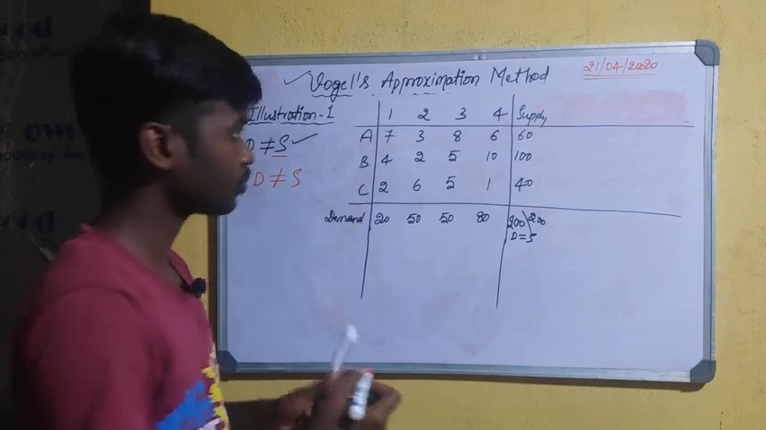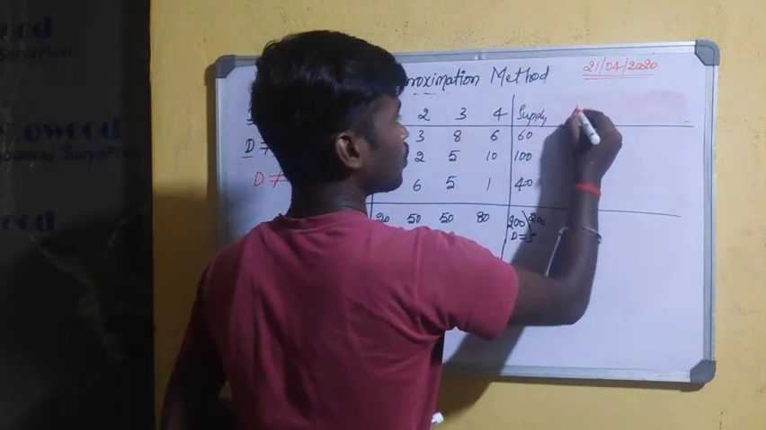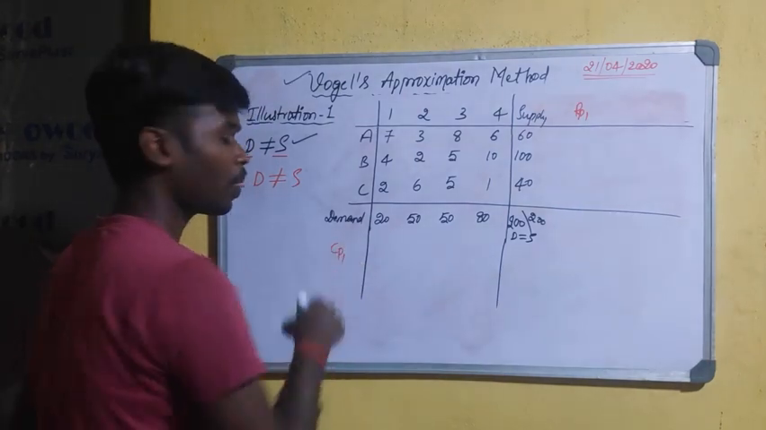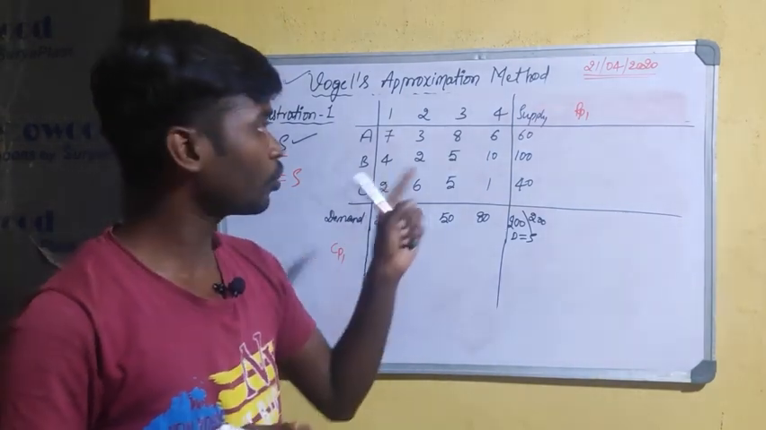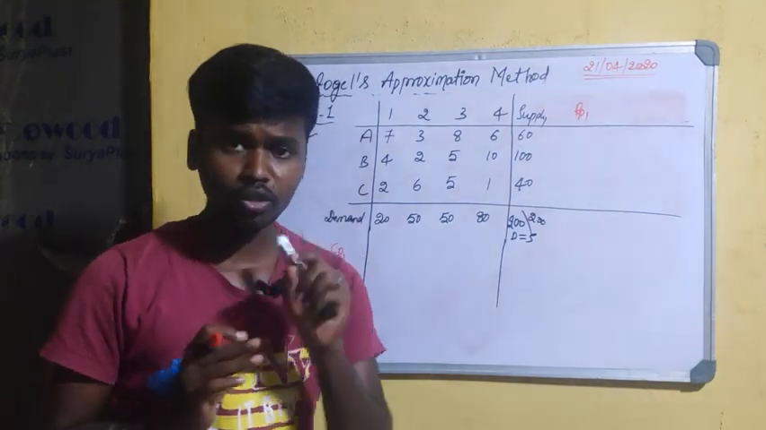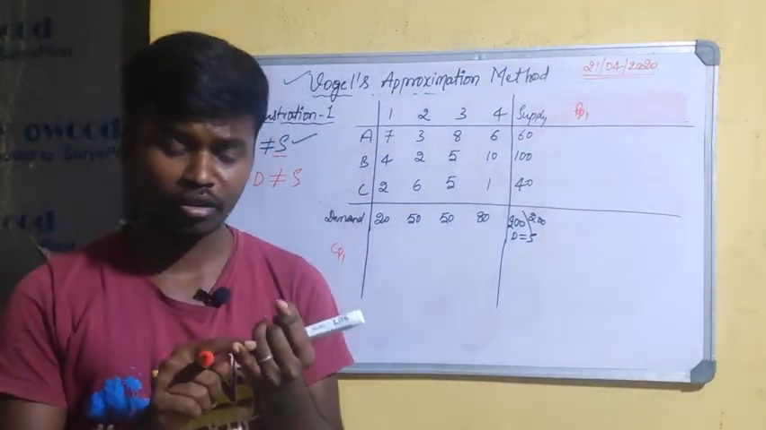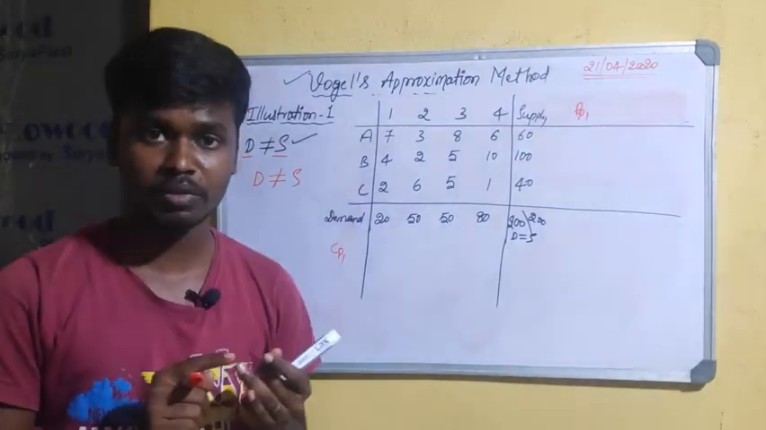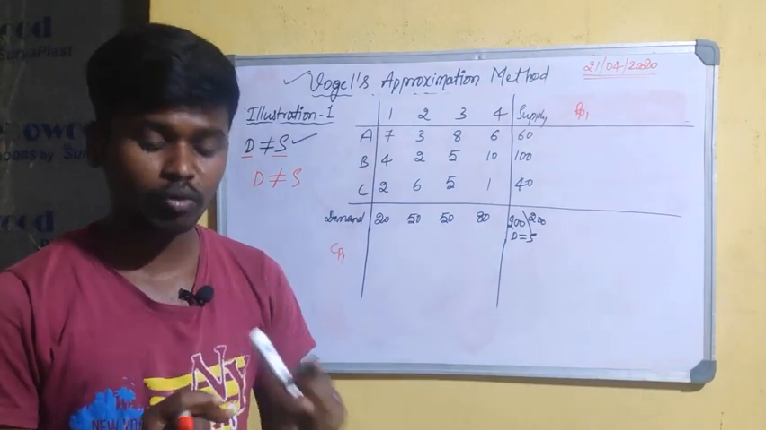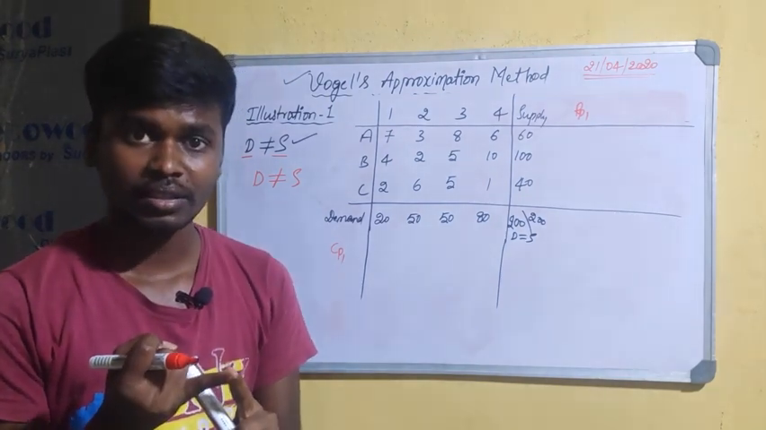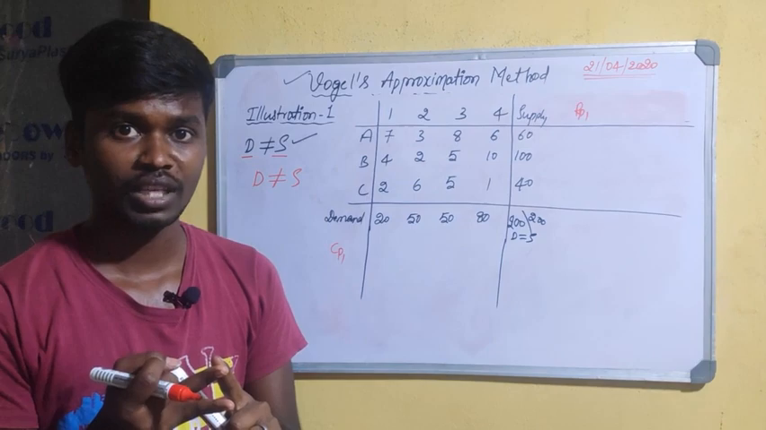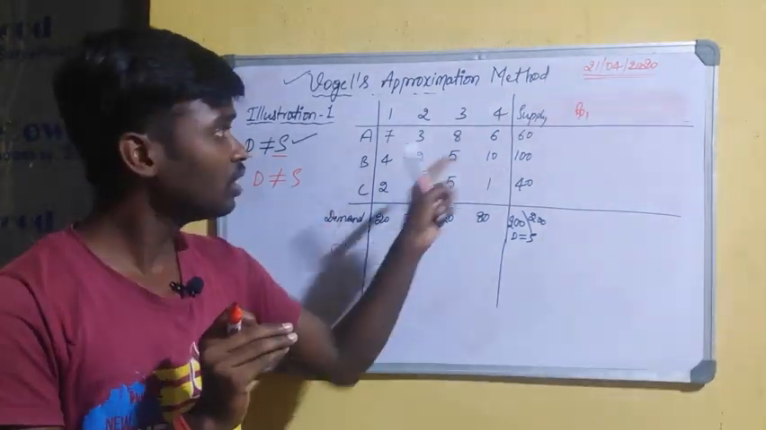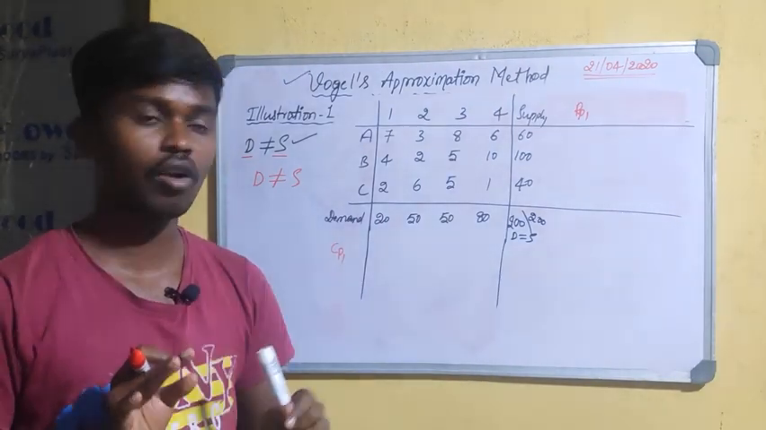Write like this: row penalty 1 and column penalty 1. Let's see how to calculate them. One more thing to keep in mind: in order to calculate the row penalty and column penalty under Vogel's approximation method, you have to find the least number and second least number in each row and each column. With the help of this only we calculate the penalties.